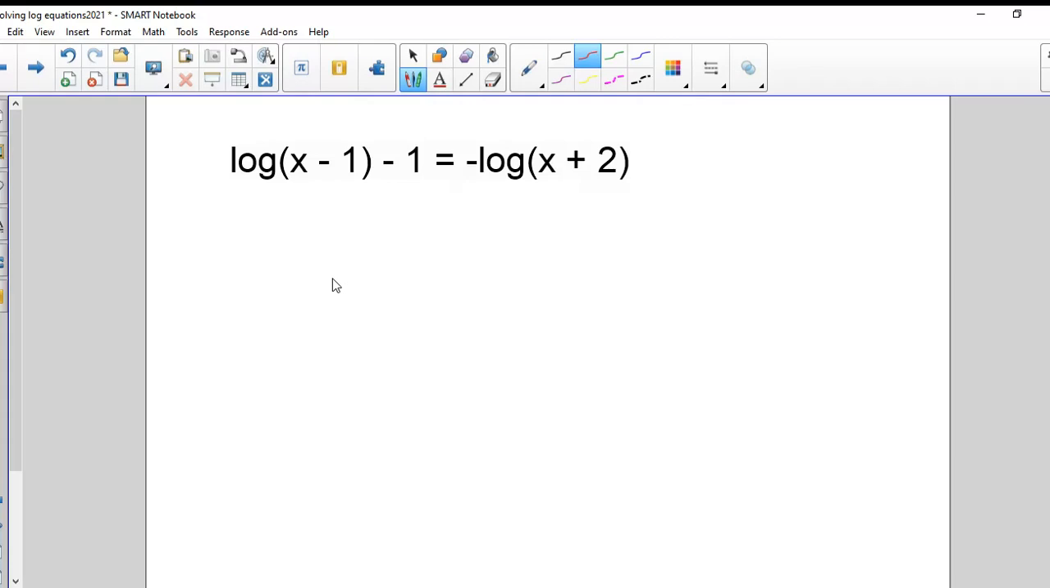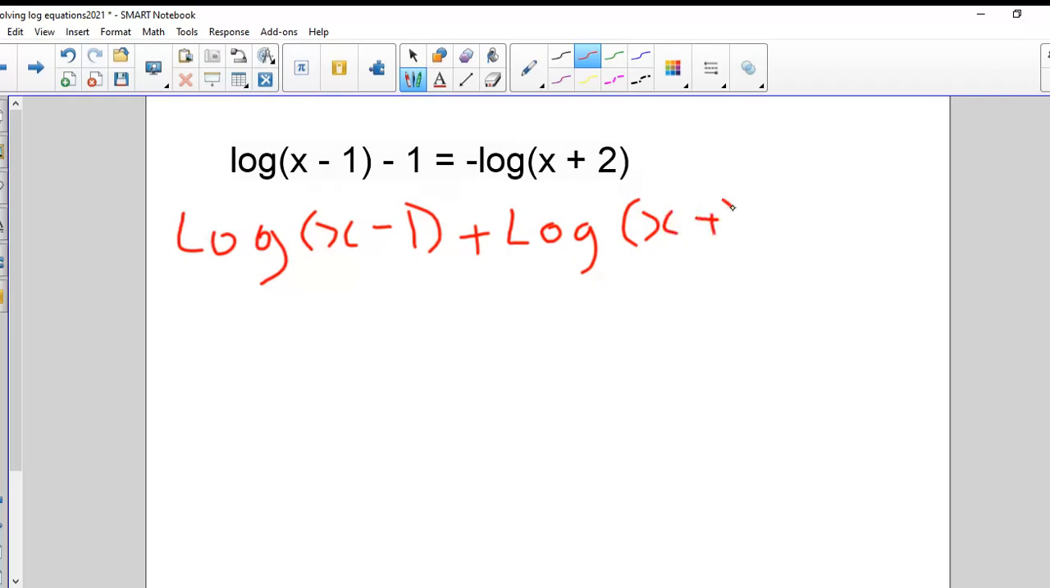So Kelvin says, why don't we take this log, this is what your homework is on, by the way, of the x minus 1, and add that to, because this is a minus log on this side, the log of x plus 2, and set that equal to 1. So basically what I've done is I've taken this thing, put it on this side, taken this minus 1, put it on that side as a plus 1.